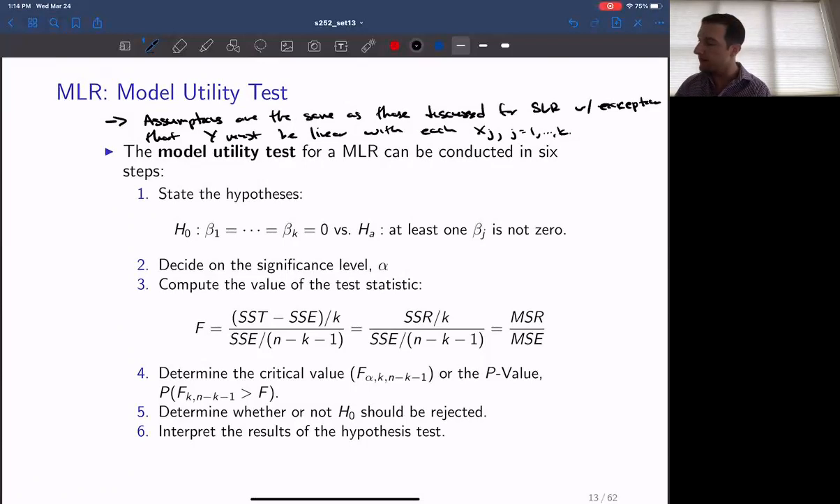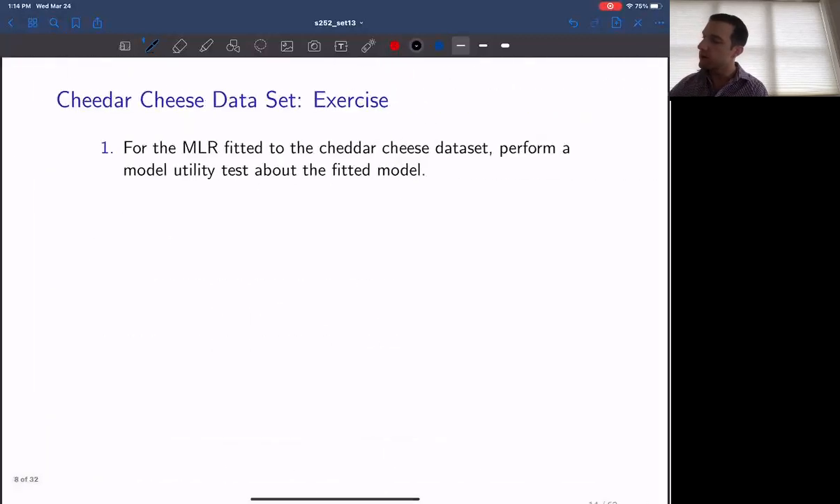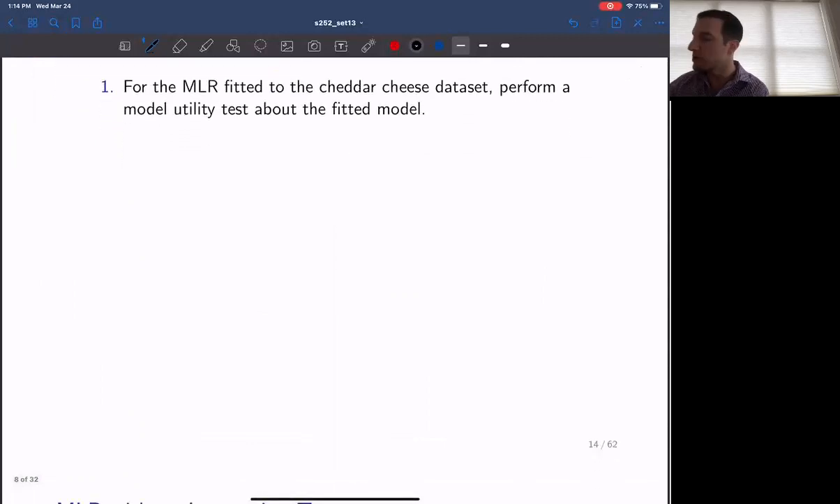All right, and then as per usual, we would just reject or not reject the null and then state our conclusion. Okay, so let's take a look at the F test for the original data set.